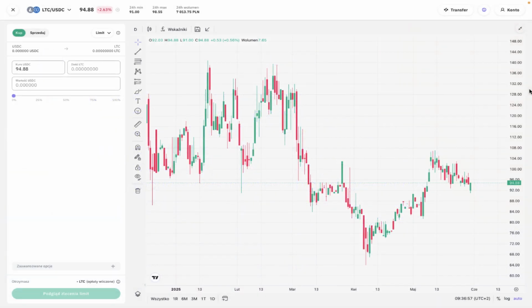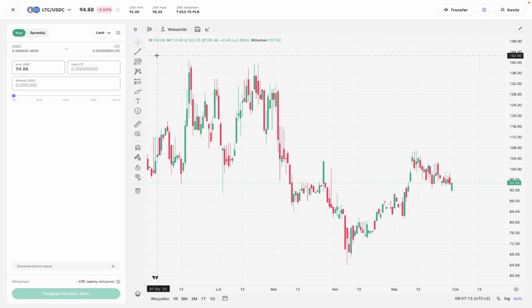Today is the last day of May 2025, the end of the trading week, the end of the trading month, and we are looking at the altcoin of the week for Zondacrypto. This is Litecoin. Litecoin is quoted to USDC on the daily time frame chart. So what do we have here? Very interesting things just happened.